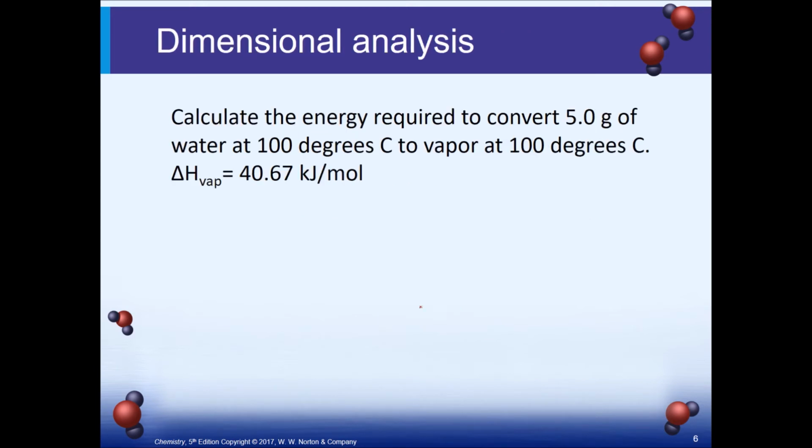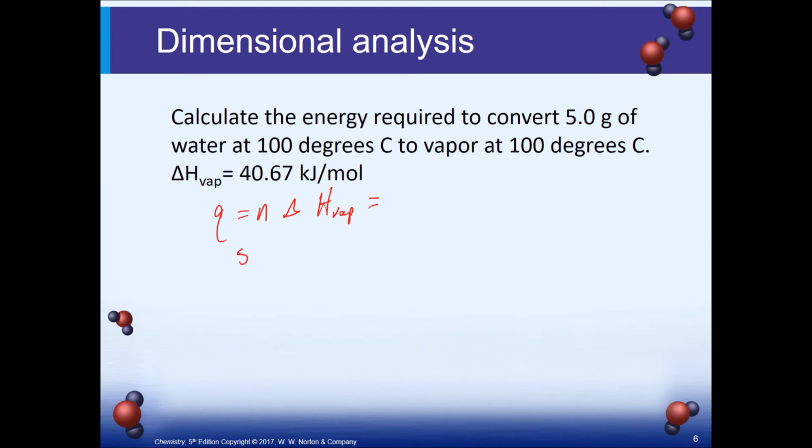So let's calculate the energy required to convert 5 grams of water at 100 degrees Celsius to vapor at 100 degrees Celsius, making use of the fact that the enthalpy of vaporization is 40.67 kilojoules per mole. So one option is to use the equation that we saw on the last slide, where Q equals n times delta H of vaporization. So the first thing I would need to do is determine the number of moles.